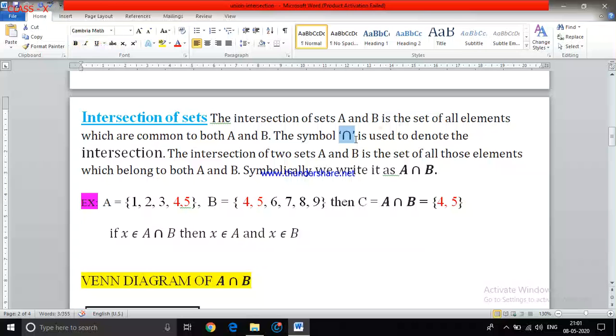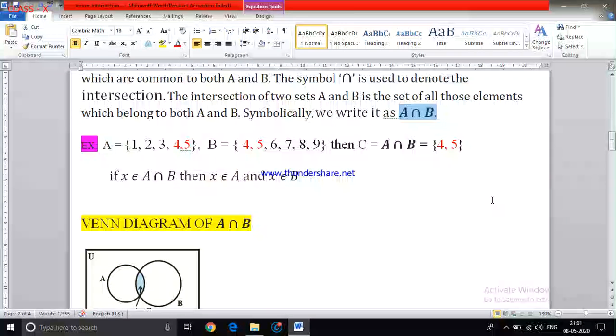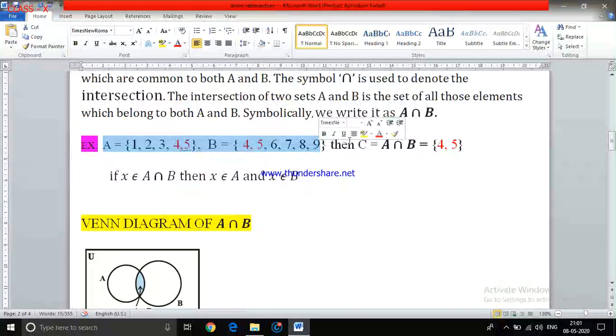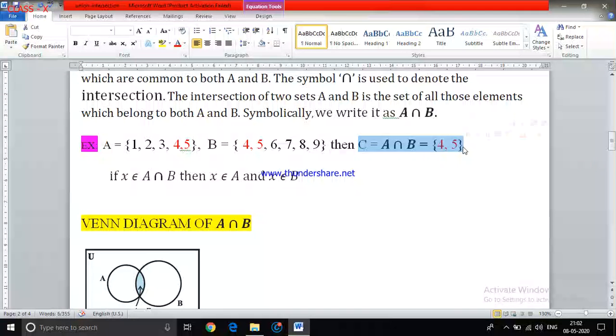And this is the symbol which we use for describing the intersection. When I say A intersection B, this is how we write it. This is the reverse of the U symbol, the union symbol. Now take an example to understand this. I have set A as 1, 2, 3, 4, 5 and B as 4, 5, 6, 7, 8, 9. Then A intersection B is again a set. That's why I name it C equals A intersection B, and the answer will come as 4, 5. Why 4, 5? Because 4, 5 are the only elements which are common for both the sets.